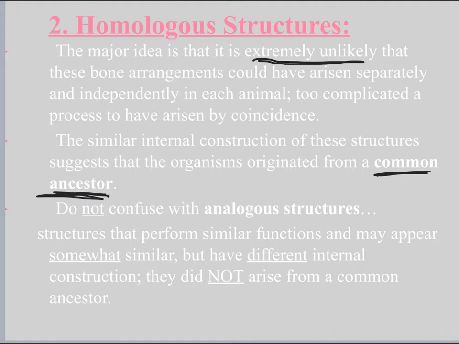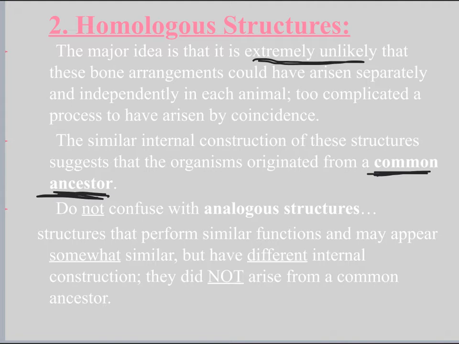So the closer relative we have, like with chimpanzees and monkeys, that just means that they're a more recent relative than, let's say, a penguin or a cat or an alligator or a bat. Okay, but they all do still have a common ancestor somewhere on the evolutionary tree.